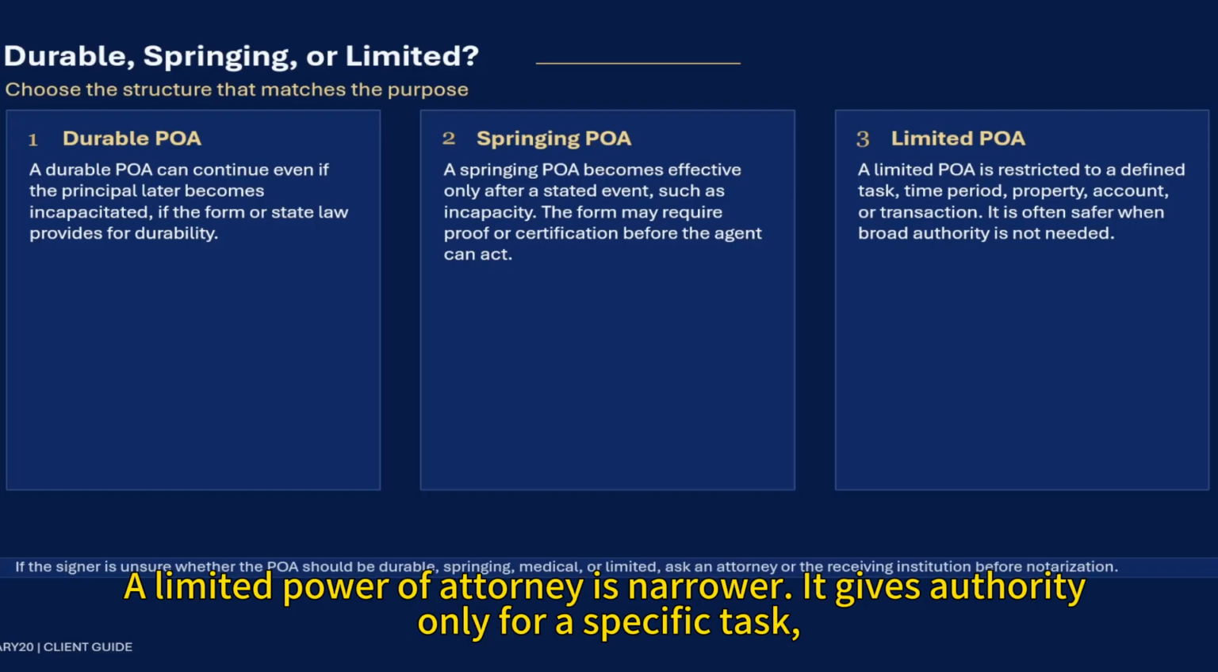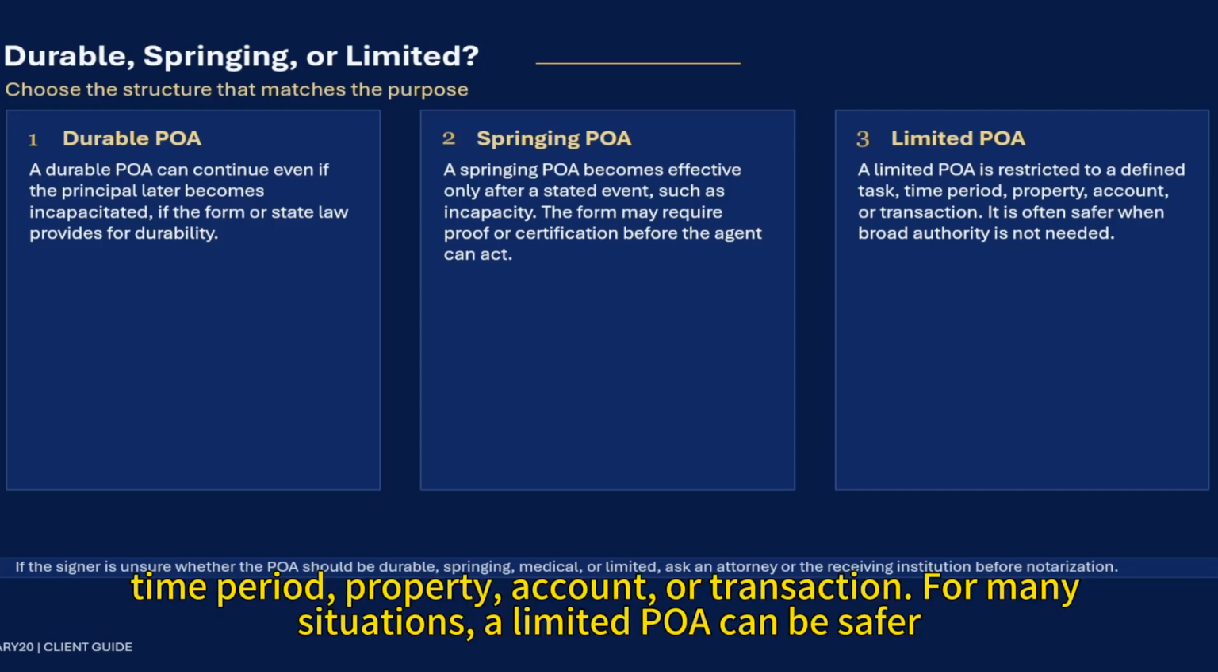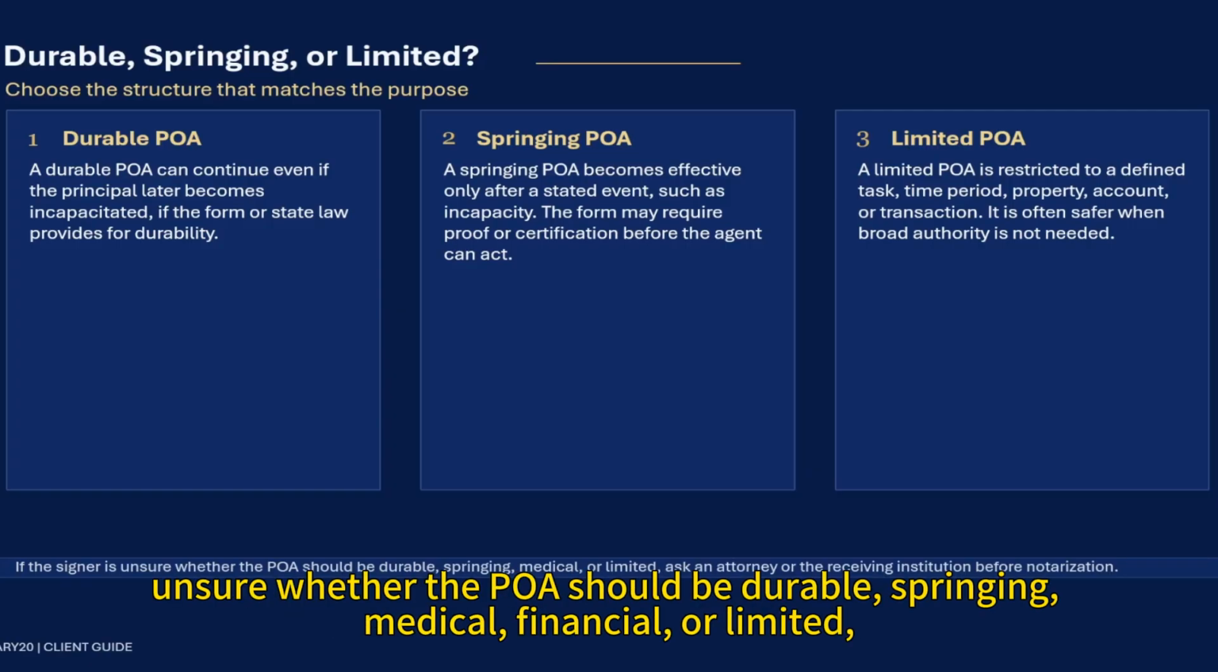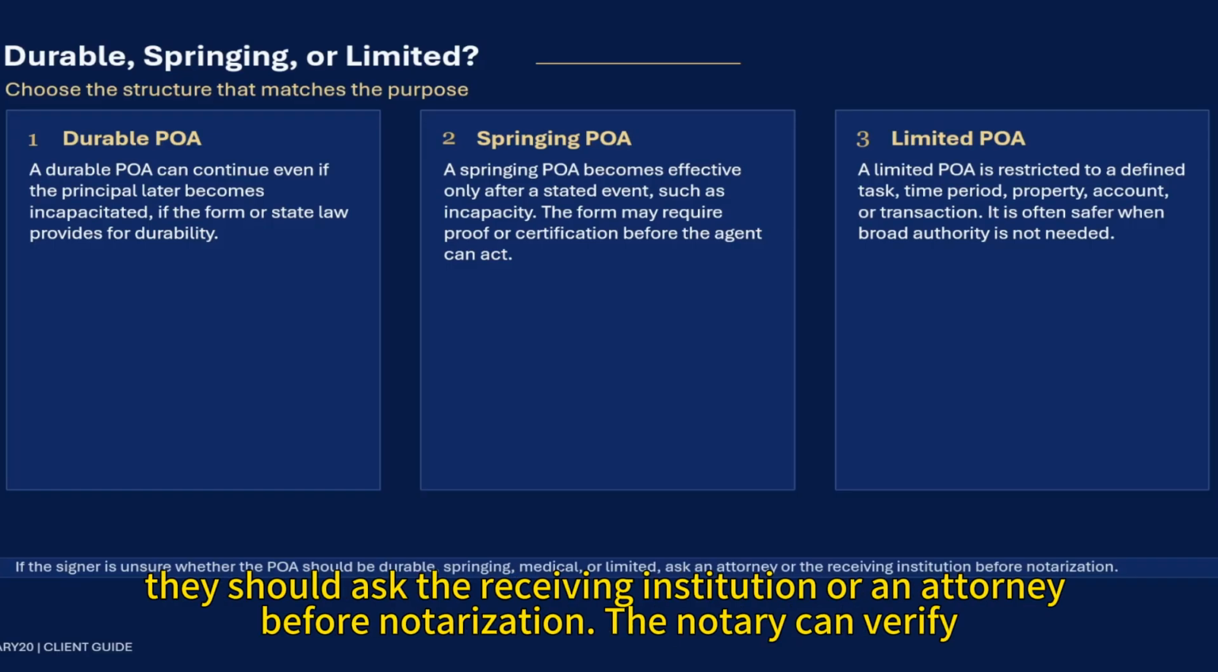A limited power of attorney is narrower. It gives authority only for a specific task, time period, property, account, or transaction. For many situations, a limited POA can be safer because it avoids giving broad authority when broad authority is not needed. If the signer is unsure whether the POA should be durable, springing, medical, financial, or limited, they should ask the receiving institution or an attorney before notarization.